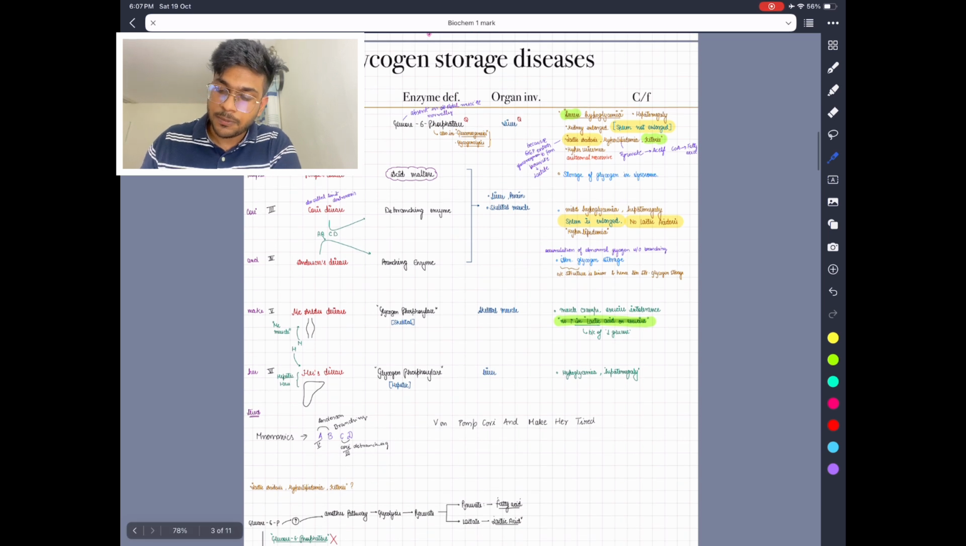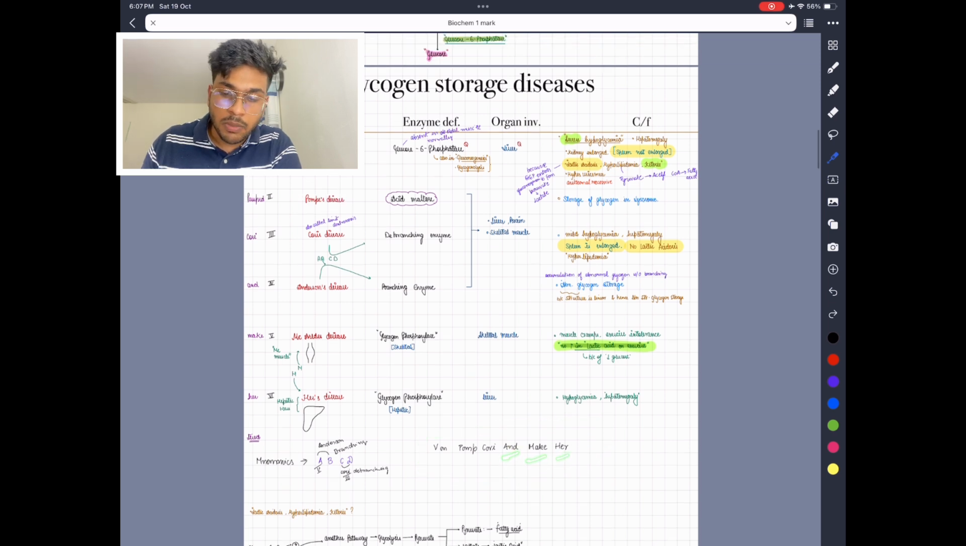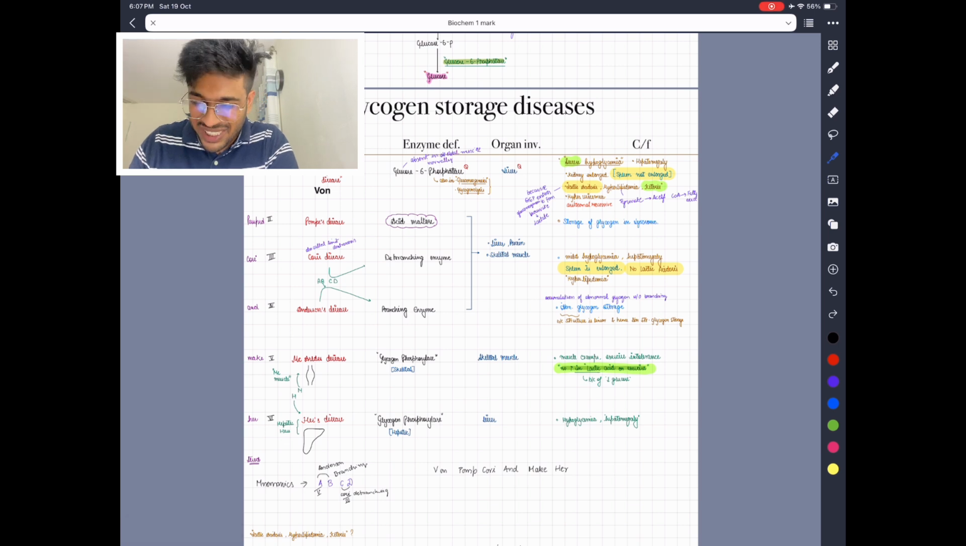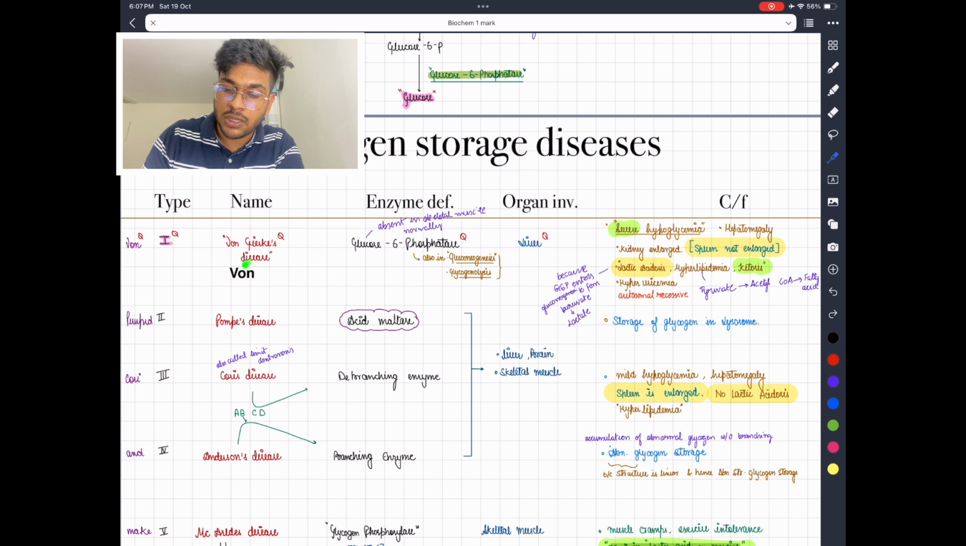So let's get started. The mnemonic to remember this: my teacher was Dr. Azam, right? So it was one pomp, Corey, and make her. I remember it like that. So we have 6 glycogen storage diseases like these. The first one is the deficiency of an enzyme called glucose 6 phosphatase, which is basically here. This enzyme deficiency causes the disease called von Gierke disease.